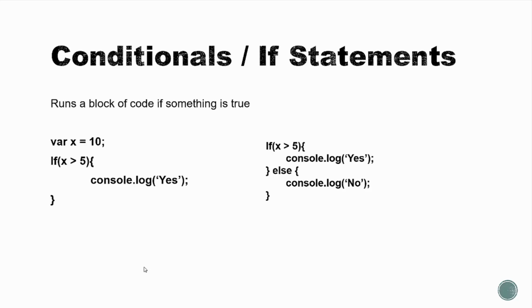Conditionals and if statements, these work just like if statements in any other programming language. They'll run a block of code if something's true. So in this case we have a variable called x, which is equal to 10, and we're going to say if x is greater than 5, then we're going to console log the word yes. And x is greater than 5, it's 10, so this would run. We can also attach an else in case it's not true. So if x is greater than 5, say yes, else if it's not, then we're going to say no.